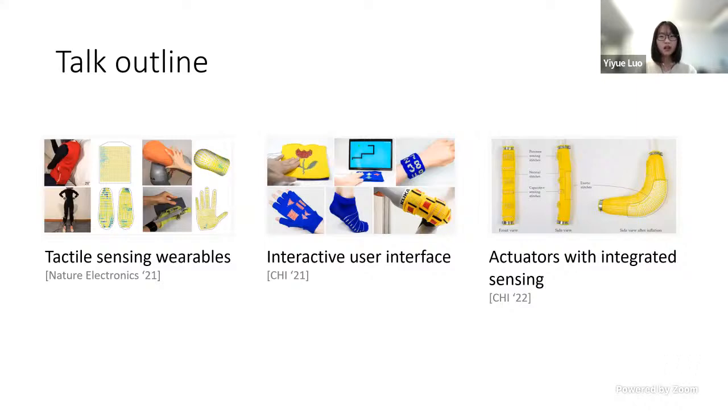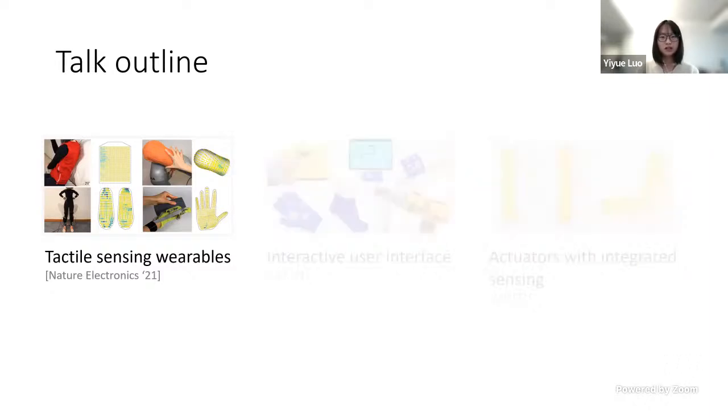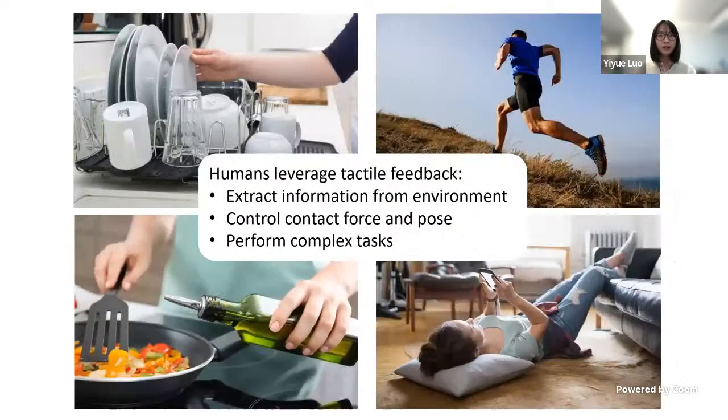And in the following of the talk, I would like to show 3 different projects which integrate functionalities into textiles using digital machine knitting for different applications. So first, I would like to talk about fabricating tactile sensing wearables for learning human environment interactions.